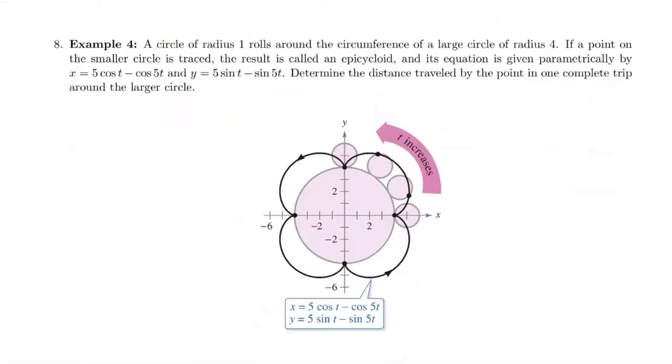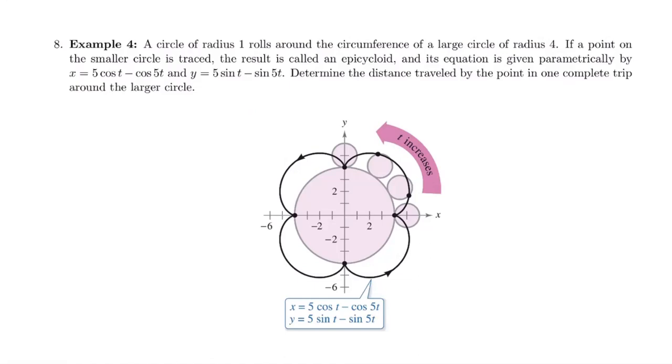A circle of radius 1 rolls around the circumference of a large circle of radius 4. If a point on the smaller circle is traced, the result is called an epicycloid. Determine the distance traveled by the point in one complete trip around the larger circle.